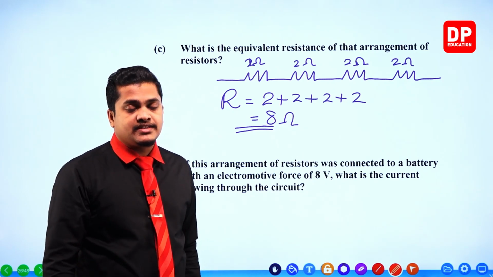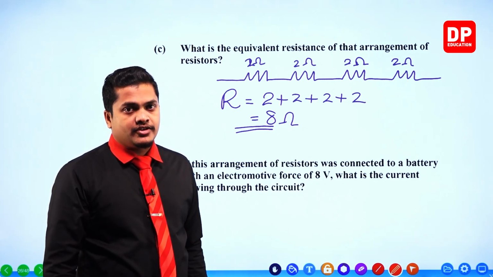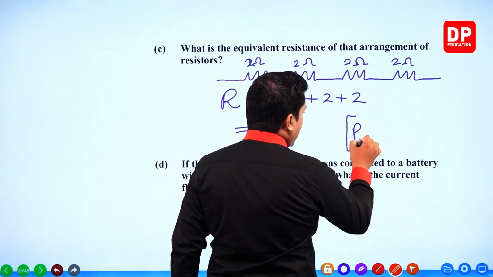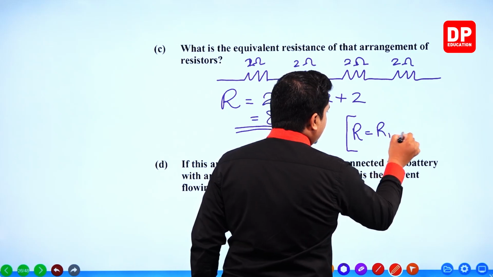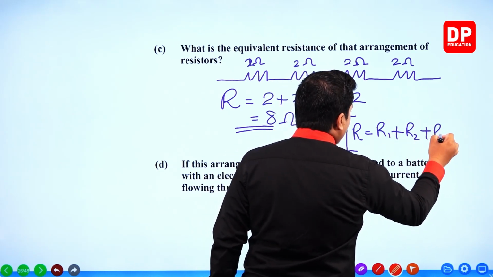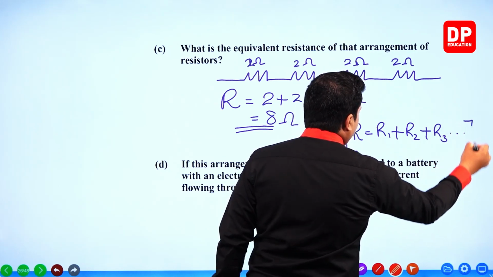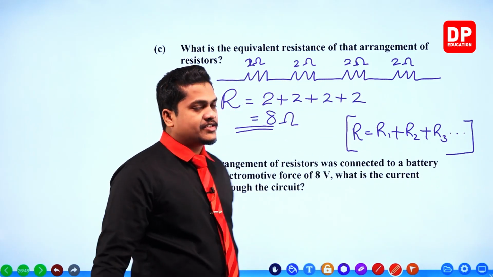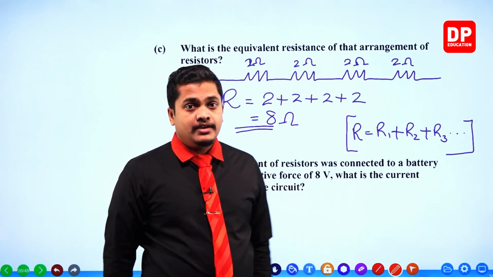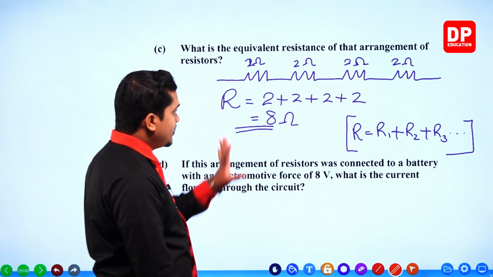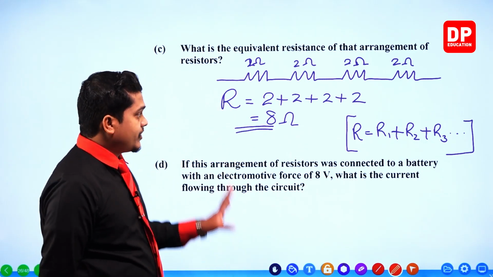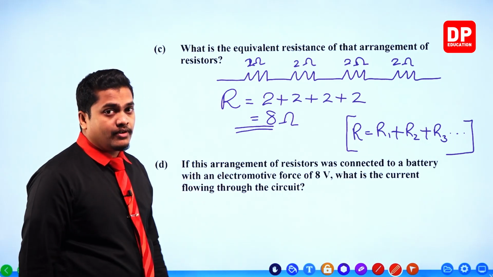The formula to calculate equivalent resistance, if the resistors are in a series connection, is very simple. R is equal to R1, the first resistor, plus the second one, R2, and R3 and so on. Add all of these together to get the equivalent resistance. Here there are 4 resistors of 2 ohm connected in series, so the total equivalent resistance is 8 ohms.